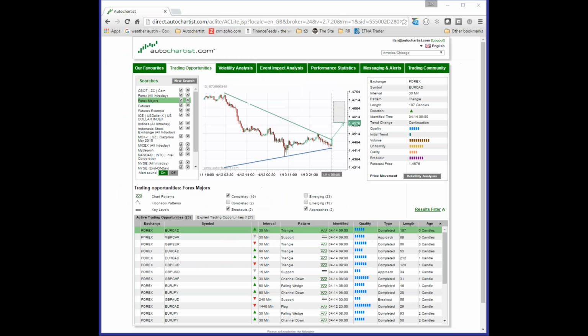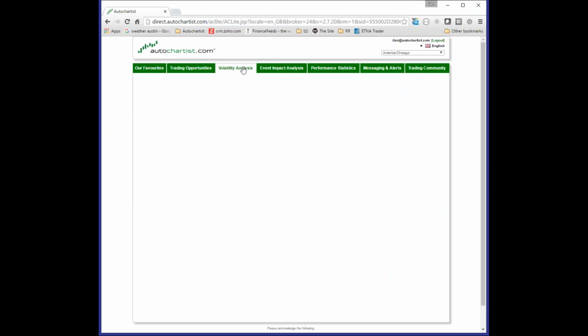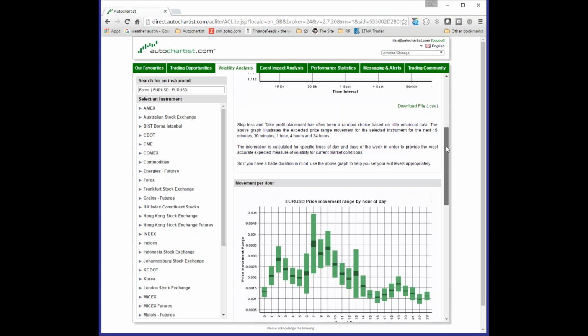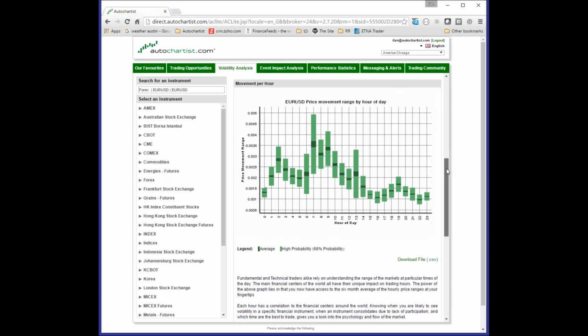Okay, Zaman asked about the volatility analysis section. It doesn't really have much to do with what we're talking about today, but I'll say two words about it because it is very important. So the volatility analysis tries to provide you an indication of where to set your stop loss and take profit.